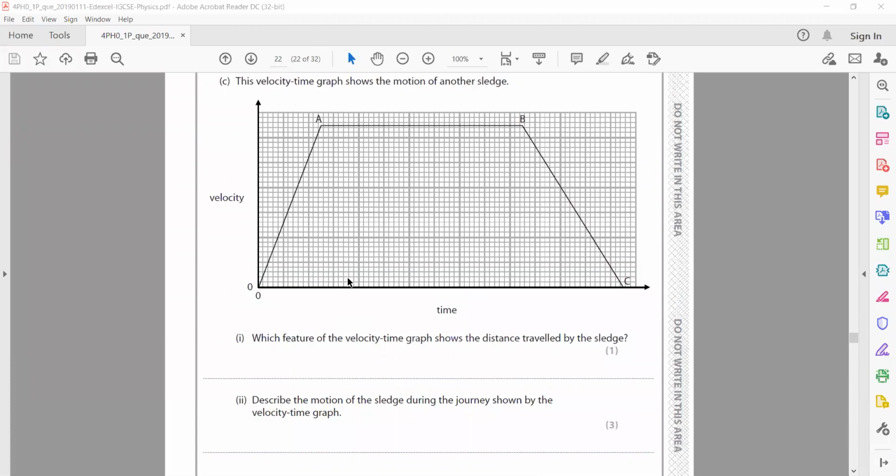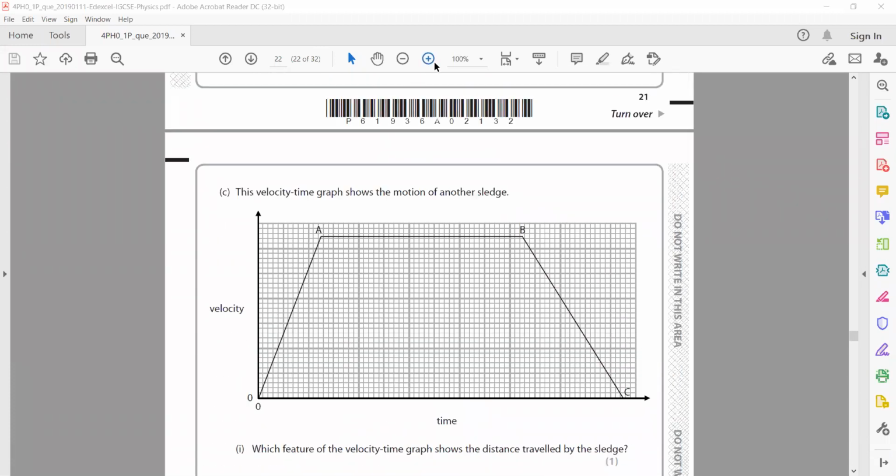So this was question 7 and 8 from January 2019, paper 1P.